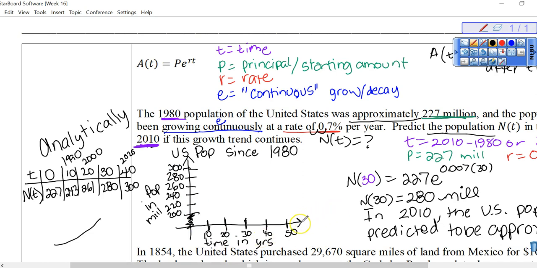And actually, I'd like it if you went a little higher than your data caps out at, but we're kind of limited in space here. I might get a different color so I can see some points. So at 0 years, we were at 227 million. I guess you could put some halfway tick marks in there for 10, and that might be helpful. All right. And then at 10 years, we're at 243. At 20 years, we're at 261. 30 years, we're at 280. 40 years, we're at 300.